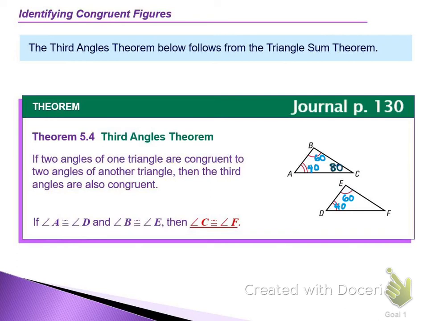So because two angles are congruent to two angles, their third angle has to be congruent. Because what is 60 plus 40? Still 100. And 180 minus 100 is still 80. That's all this theorem is saying. If two angles are congruent to two angles, the third angle has to also be congruent to each other. This will help us later on in the chapter, like 5.3.